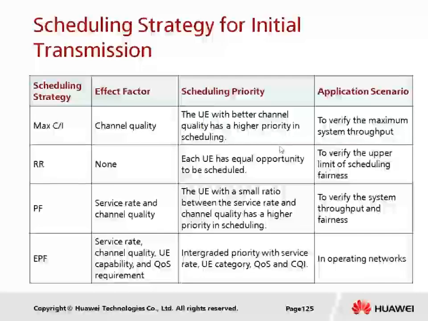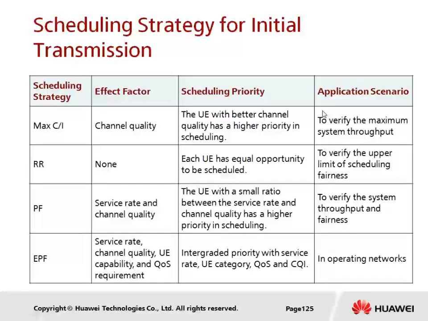So as for the eNB to calculate the scheduling priority for all users, it depends on the scheduling algorithm used. There are 4 available scheduling algorithms, of which the first one is called maximum C over I. Maximum C over I only considers the CQI, which is the channel quality reported by the user. So the user which has reported a better CQI value has higher priority in scheduling.